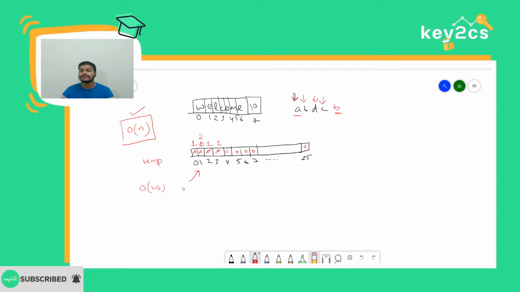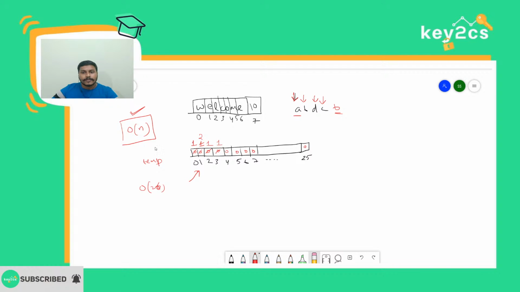In that case, this would not be a good solution, because your space would be infinite, as you are not sure what to take. That would be a major problem in that sense. Here we already know the maximum number of characters, that is 26, so we can easily take an array of size 26. This solution would give you a time complexity of big O of n. That is why I am taking this solution for this string problem.